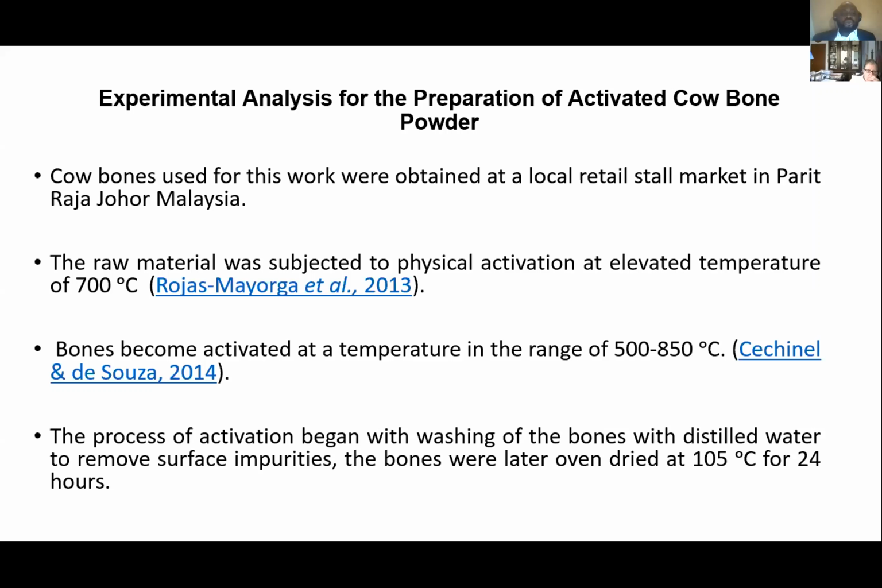Bone, according to Chechinel and De Souza 2014, claimed that bone becomes activated at a temperature in the range of 500 and 850 degrees Celsius. The process of activation began with washing of the bones with seawater to remove the surface impurities. The bones were later oven dried at 105 degrees Celsius for 24 hours.